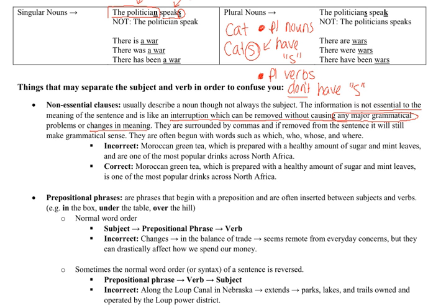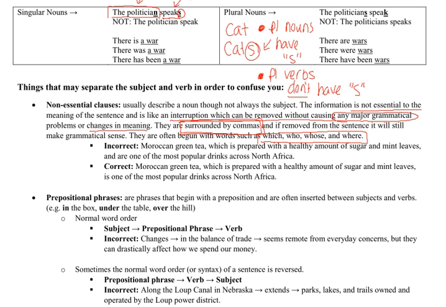They are surrounded by commas. So punctuation is something that you will need to pay very close attention to when examining grammar. And if removed from the sentence, it will still make grammatical sense. They are often begun with words such as which, who, whose, and where. So let's take a look at this incorrect example that has a grammatical error in it.